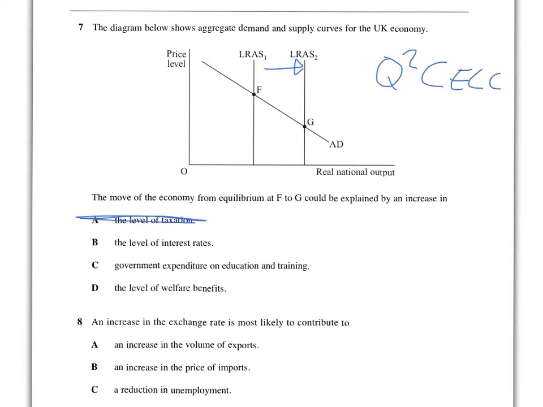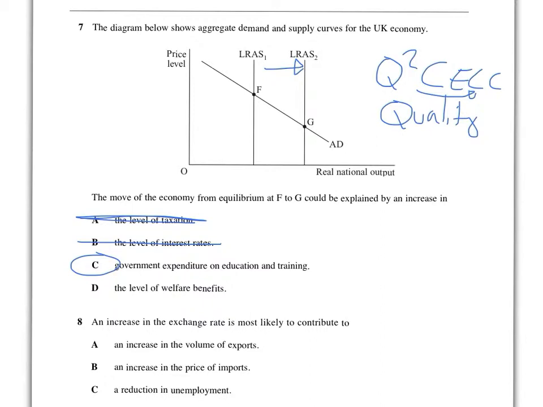An increase in the level of interest rates, again, firms would invest less, so that wouldn't happen. See government expenditure on education and training. We know that is something that will improve the quality of labour. So we know that's right. So the answer is C.